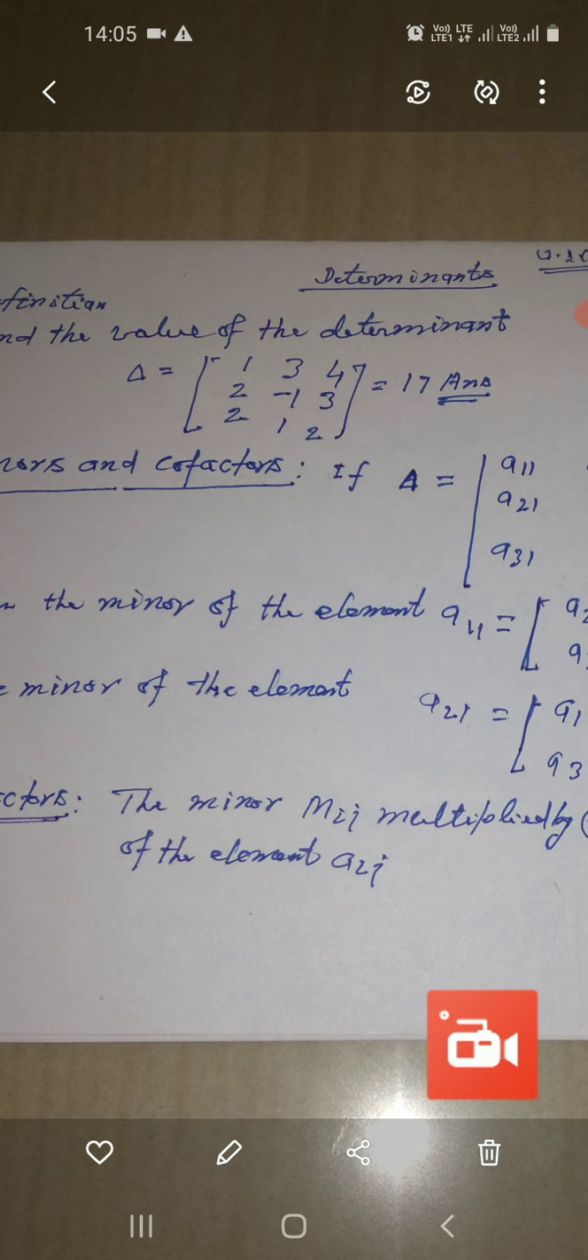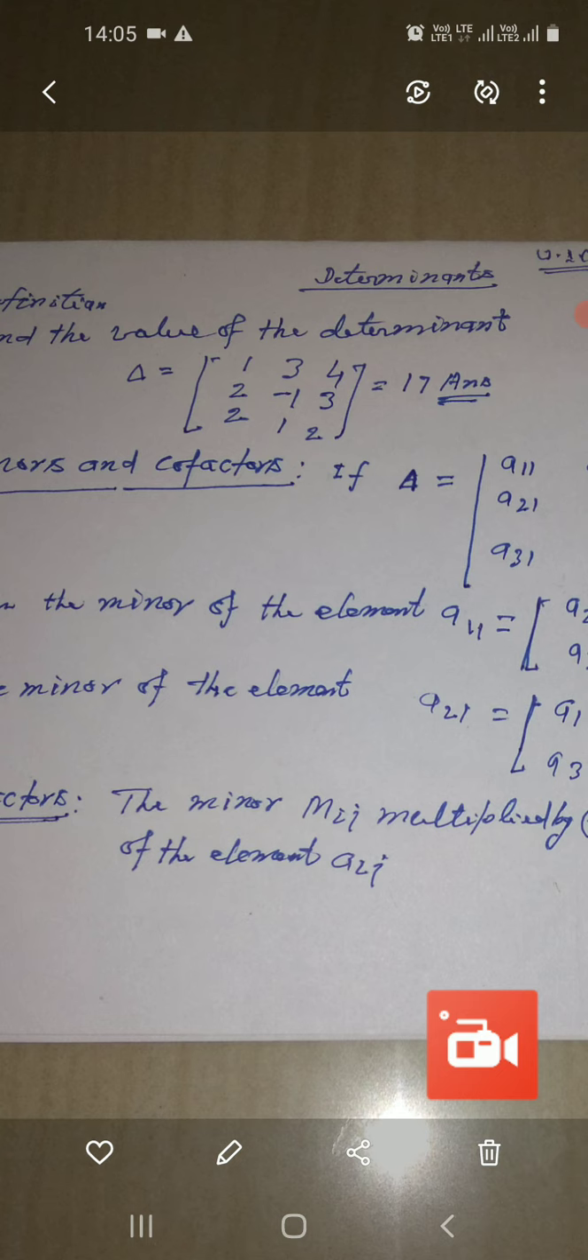You know well about the determinant, and you know also about the minors and cofactors, how it is found, you know very well. Here you have one problem.